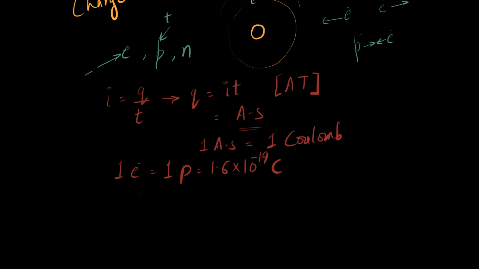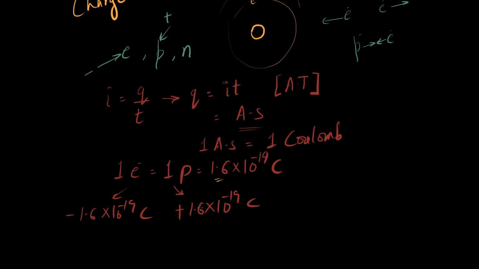But now the types are different, so the charge on an electron is minus 1.6 into 10 raised to the power minus 19, whereas the charge on a proton is plus 1.6 into 10 raised to the power minus 19 coulomb. Now don't make the mistake of thinking that the charge on an electron is lesser than the charge on a proton. As I told you, the magnitude is the same, but to differentiate between their types, we put the signs.